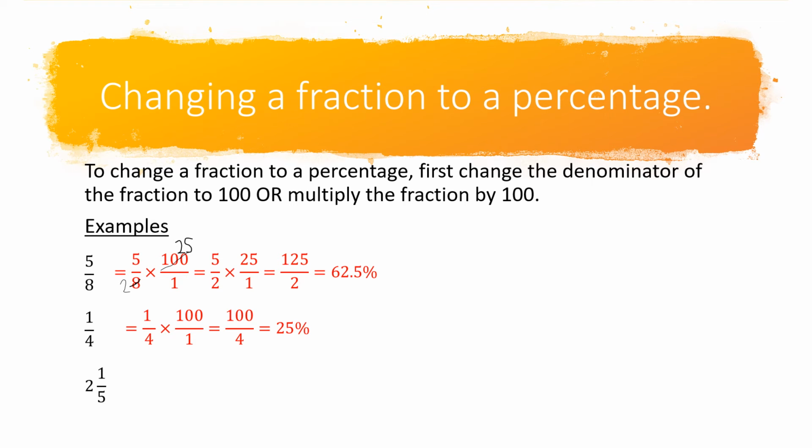And our final example is 2 and 1/5. First, we need to change this to an improper fraction, which will be 11 over 5. And from here, we need to multiply. So we will have 11 over 5 times 100 over 1. If we simplify the 5 and the 100, we can divide them both by 5. So 5 divided by 5 is 1, and 100 divided by 5 is 20. Now we have 11 times 20, which is 220, and 1 times 1, which is 1. So our percentage is 220%.